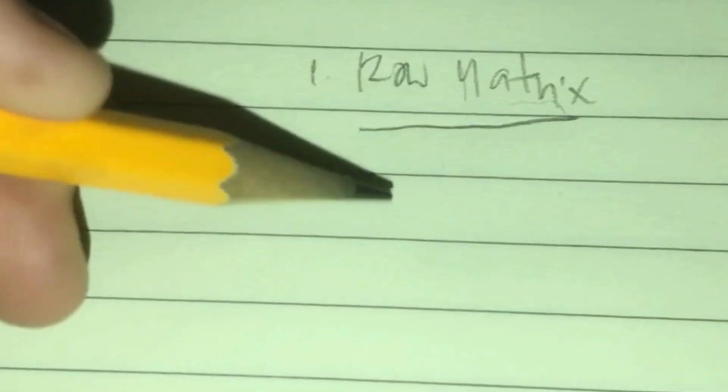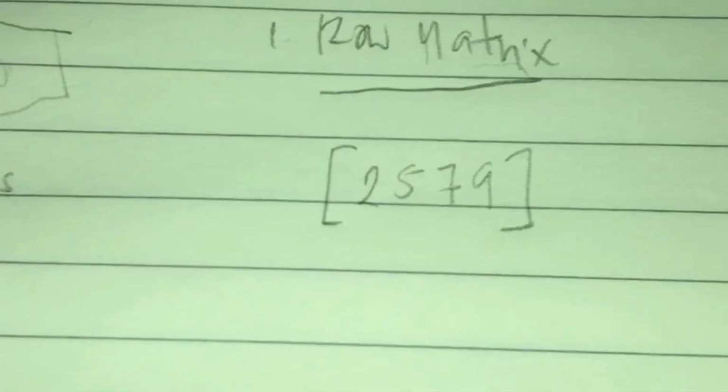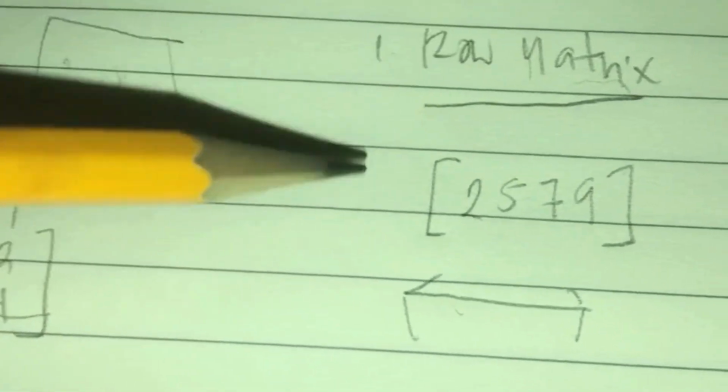The first thing is the row matrix. So first we have something called a row matrix right there, and when I write it, it looks like this. Now when I look at this, I immediately notice something. There is only one row. So I say this is a row matrix, okay?